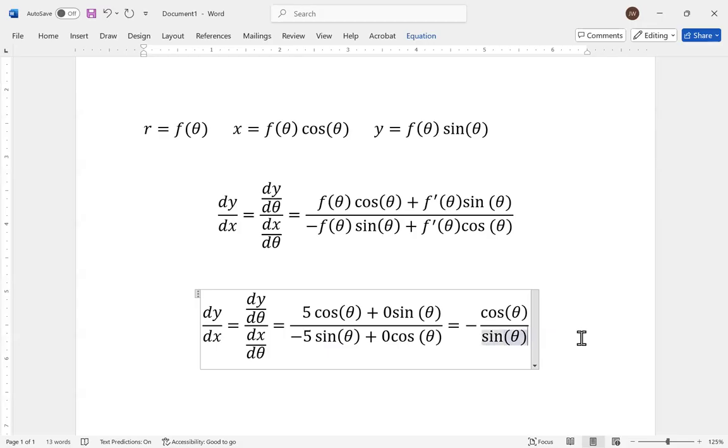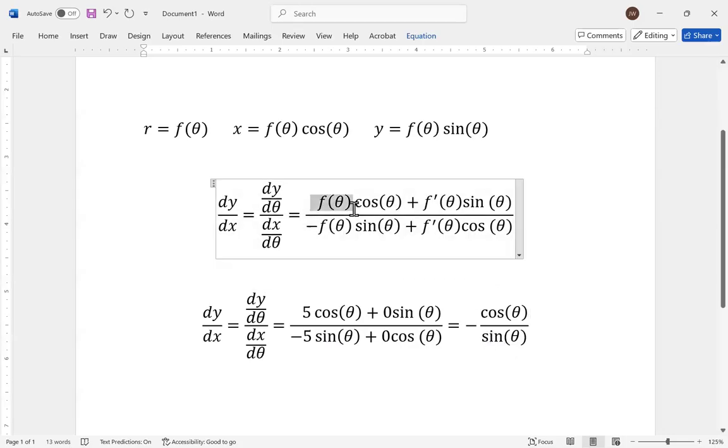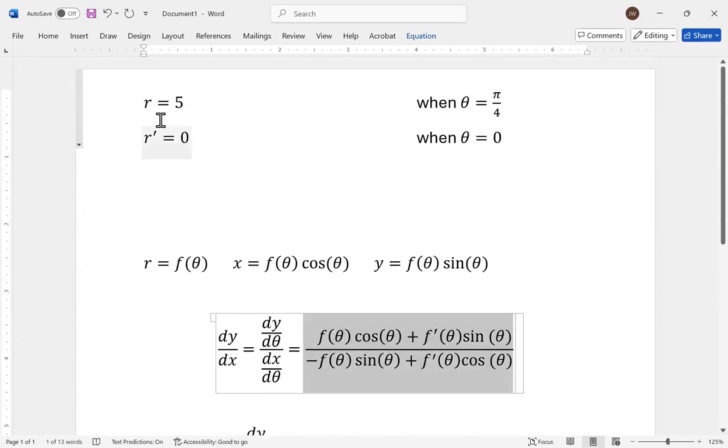You could write that as cotangent as well, if you want to simplify that. I'll leave it as cosine over sine. So that's one way to do that, is to just plug in what we know of the formula. Here's the f, here's the f prime. That came from my r equals this function. Again, 5 was my function. And then r prime is 0, so the derivative of my function is 0.